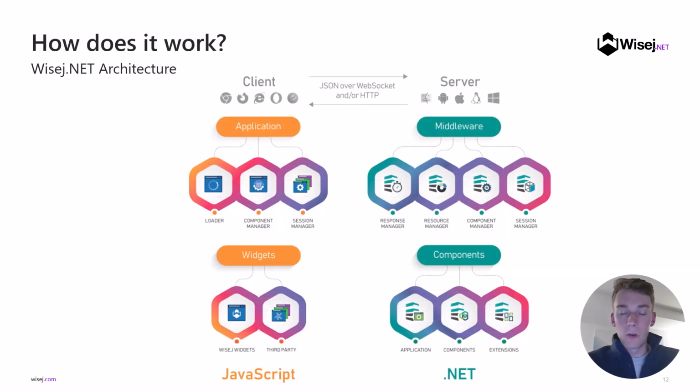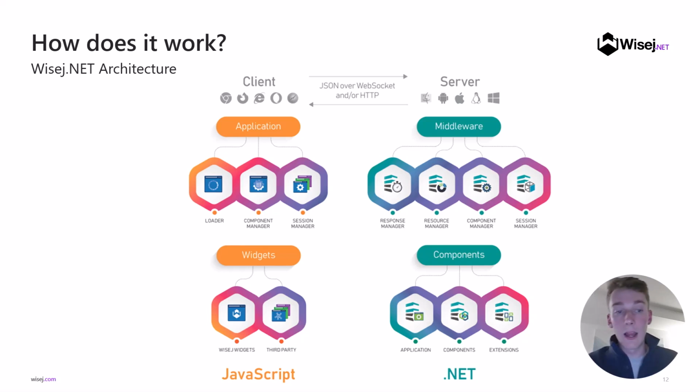So when we drag and drop a control from that toolbox in Visual Studio onto the Wisej.NET Designer, we're actually rendering two components. So we're rendering a client-side JavaScript component in the browser, and we're creating a C# or Visual Basic object on the server. And these two components are always synchronized. So if I change one on the client, all those changes are automatically synchronized with the corresponding server-side object. And this is done using JSON and WebSocket.